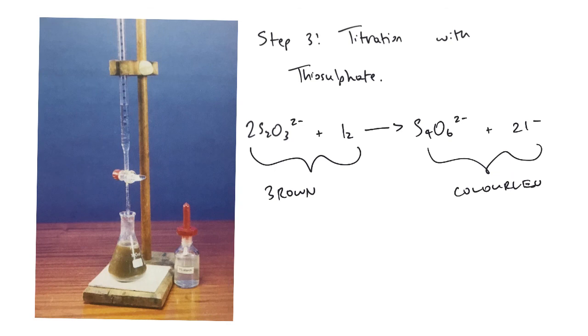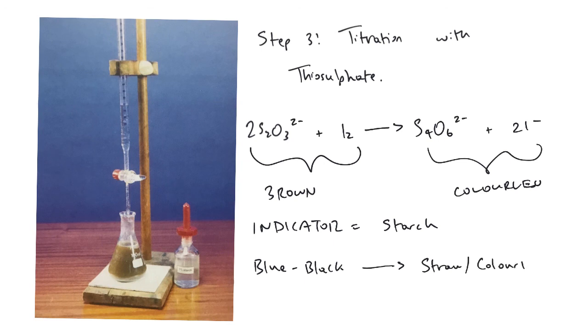Now, because it would be quite hard to tell the difference between brown and colourless, we use a new indicator, which we haven't seen before in chemistry, but we have seen before in GCSE biology. It's going to be starch. At the beginning we'll have a very distinct blue-black, and then it's going to turn to a straw or colourless mixture. So starch, remember, GCSE biology, is blue-black in the presence of iodine. So when we've got no more iodine, we will not have that blue-black colour.